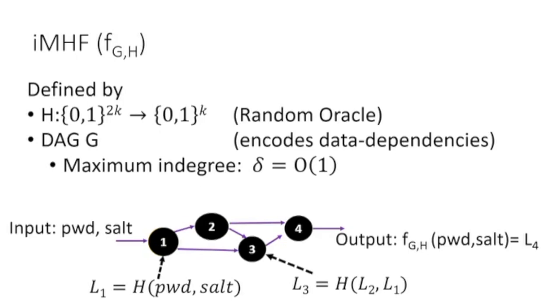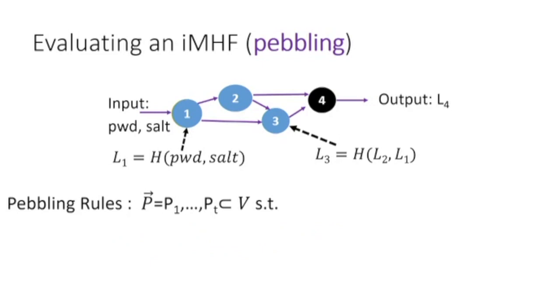The final output then is just the label of the last node. So in this case, right, we have a 4-node graph. So the output is just the final label in this graph. Okay. So now we have this graph. We've defined this function. How do we evaluate this function?